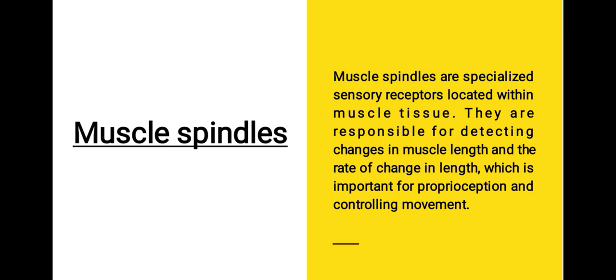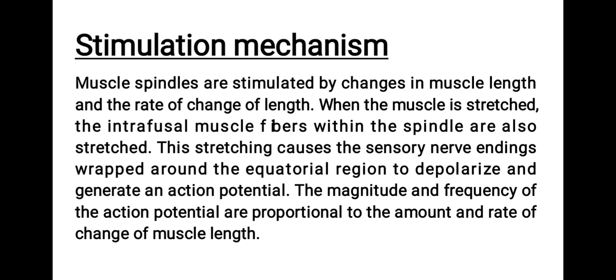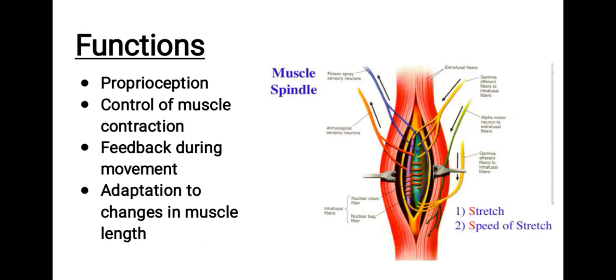Muscle spindle, located within the muscle tissue. It detects changes in muscle length and rate of change in length, which are important for proprioception and controlling movement. Structure shown here. Functions: proprioception, control of muscle contraction, feedback during movement, adaptation to changes in muscle length.